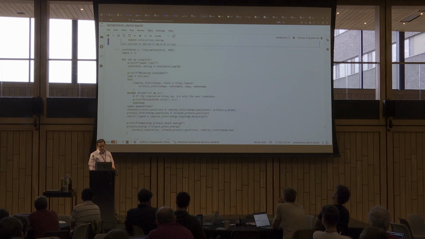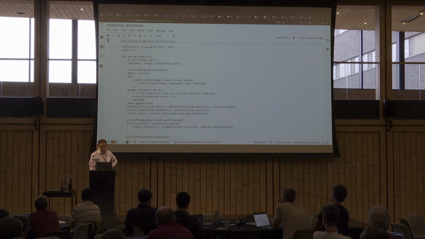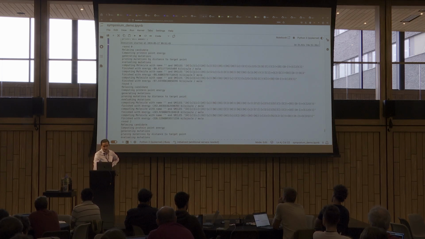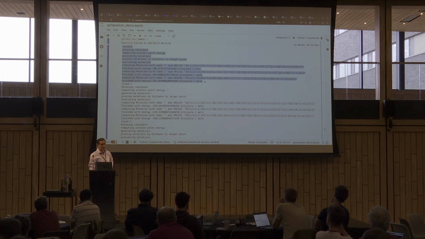Alright, so here's the loop where I've implemented this cycle. This loop's going to run 15 times, and we'll see if I decide to let it actually finish. And yeah, so here it's proposing mutations. It's deciding which ones are actually close to the target point. So right now I have it just keep the top 3 candidates that are moving the center of mass in the correct direction.